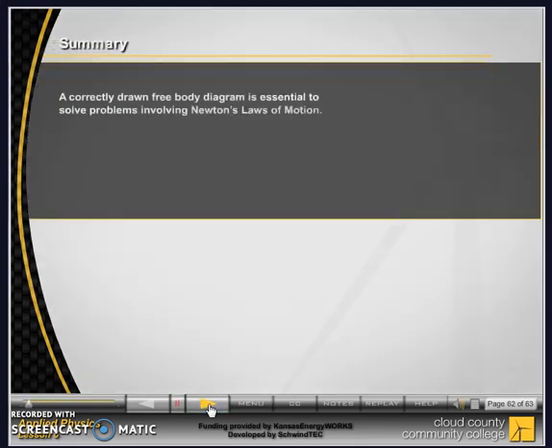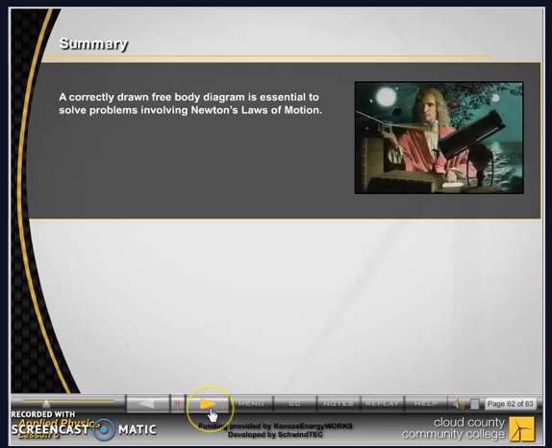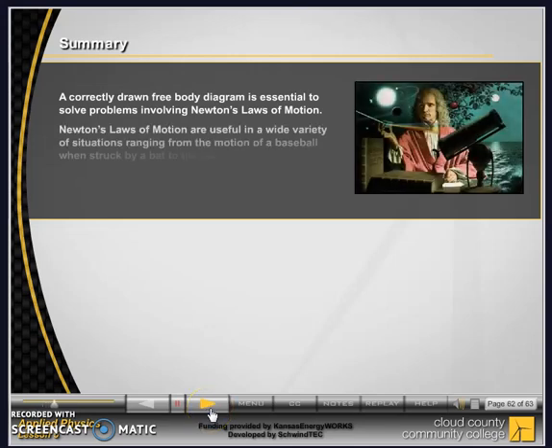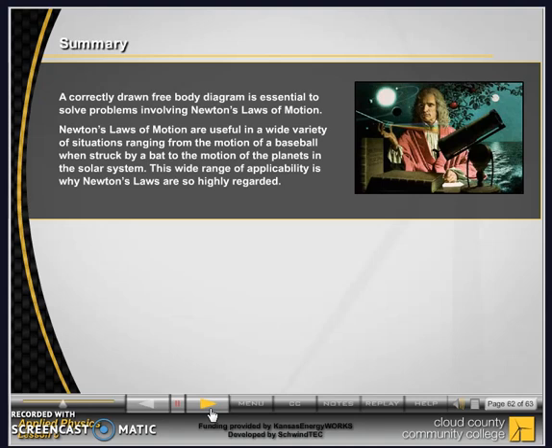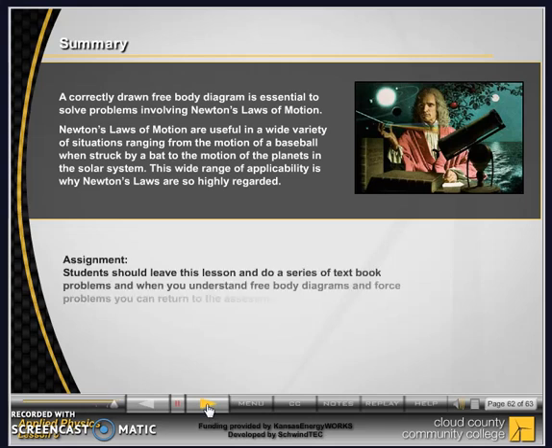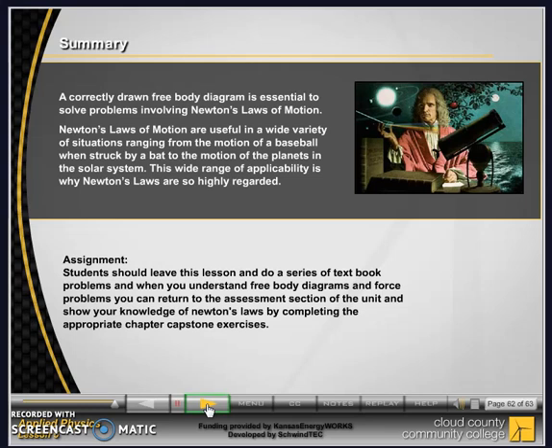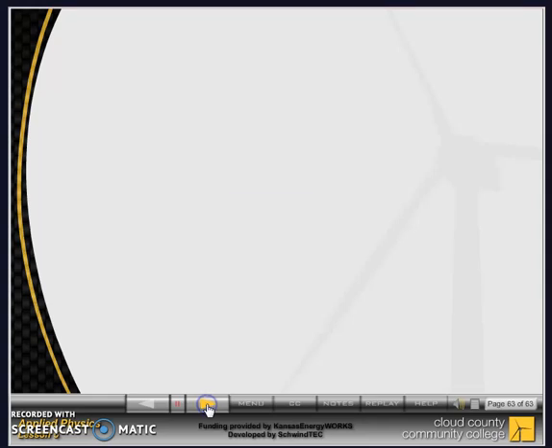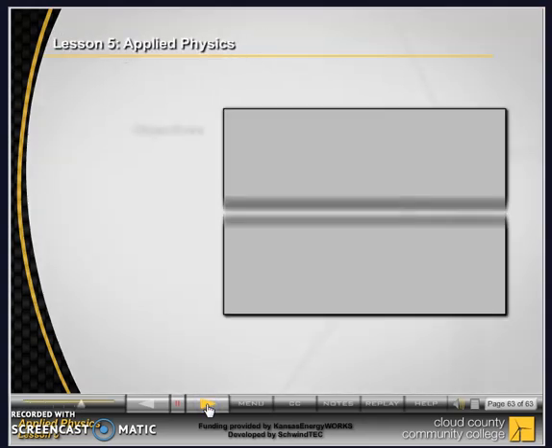Remember, a correctly drawn free body diagram is essential to solve problems involving Newton's laws of motion. Newton's laws of motion are useful in a wide variety of situations, ranging from the motion of a baseball when struck by a bat to the motion of the planets in the solar system. This wide range of applicability is why Newton's laws are so highly regarded. In this lesson, you covered the following objectives.